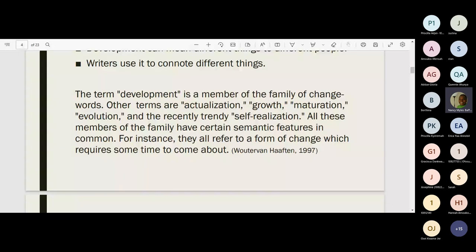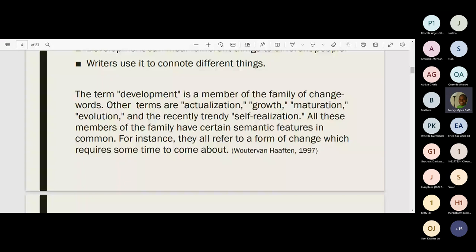The lady read what is on the screen. The term development is a member of the family of change words. Other terms are actualization, growth, maturation, evolution, and the recently trendy self-realization. These are family words. All of them have certain semantic features in common. When you look at the language of it, semantics, they have something in common. All these words belong to the family that we will put development in.